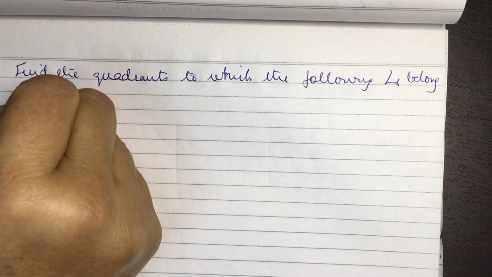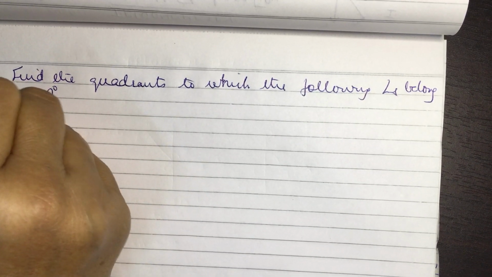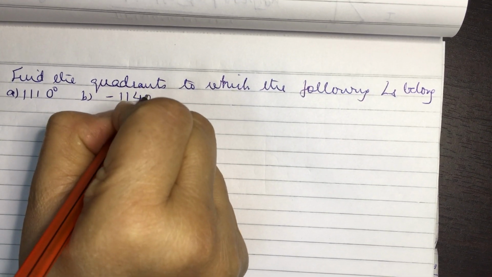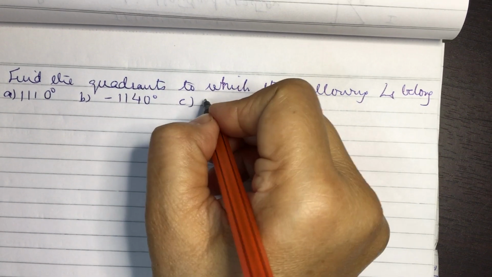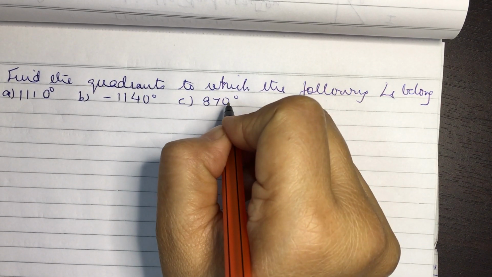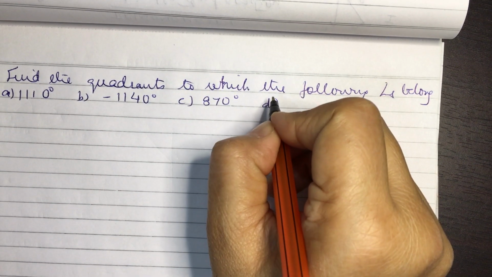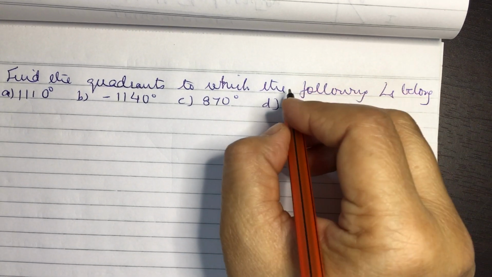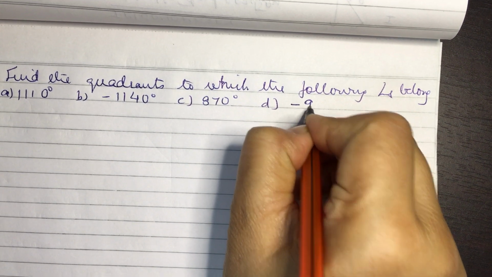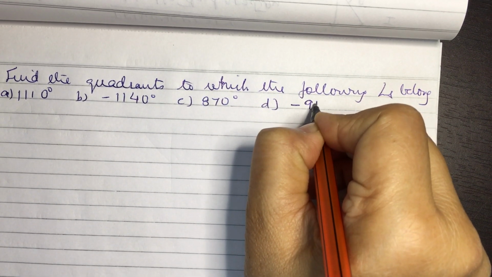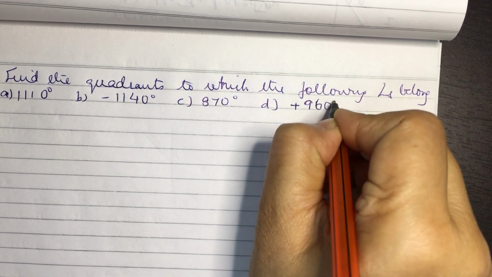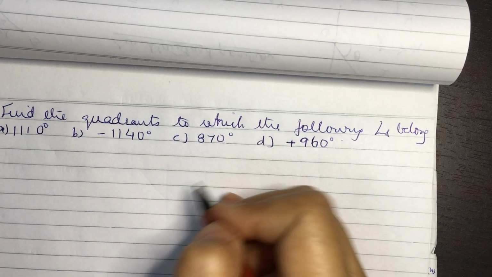110 degrees, let's call it A, then B is minus 1140 degrees, C is 870 degrees, and D is, let's take up minus 910 degrees, or let's make it plus 960 degrees. Okay, so just try out these.